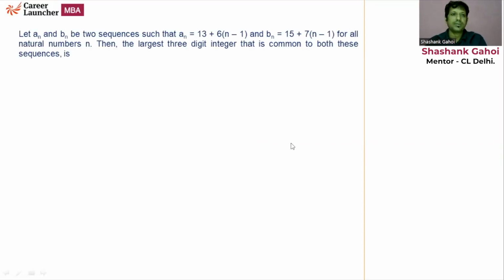Now what does it say? AN and BN are two sequences, and they are given as 13 plus 6 times n minus 1, and 15 plus 7 times n minus 1. So there are two sequences. If you see carefully, the nth term of an AP is A plus n minus 1 into D, and the nth term is given in the same format. It means the first series is in AP as well as the second series is in AP. The first term of the first series is 13 and the common difference is 6. The first term of the second series is 15 and the common difference is 7. So both series are APs.